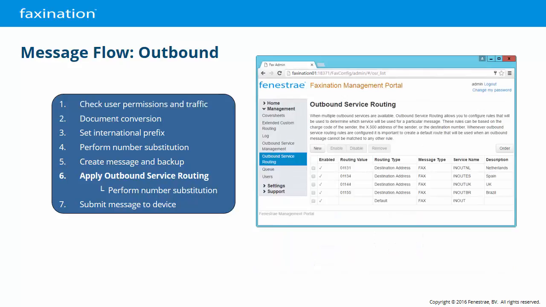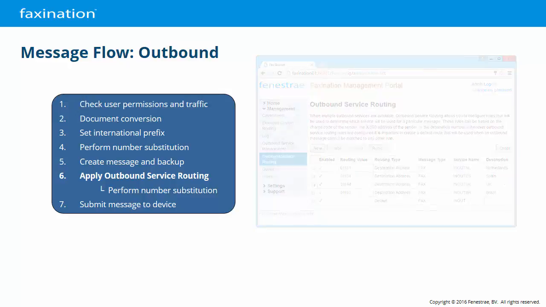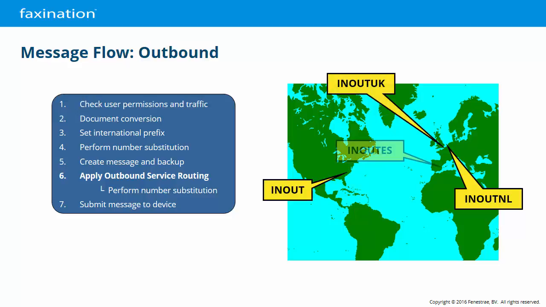Next, we check to see if any outbound service routing rules can be applied to the outgoing message. Outbound service routing is typically used when the Faxination server has remote devices and you want to ensure that the most appropriate device is used to transmit the message. The outgoing number that is tested against outbound service routing is after setting the international exit code, but before the local number substitution. In this case, we have a local fax device in Atlanta called INOUT, along with remote fax devices in the UK, Spain, the Netherlands, and Brazil.